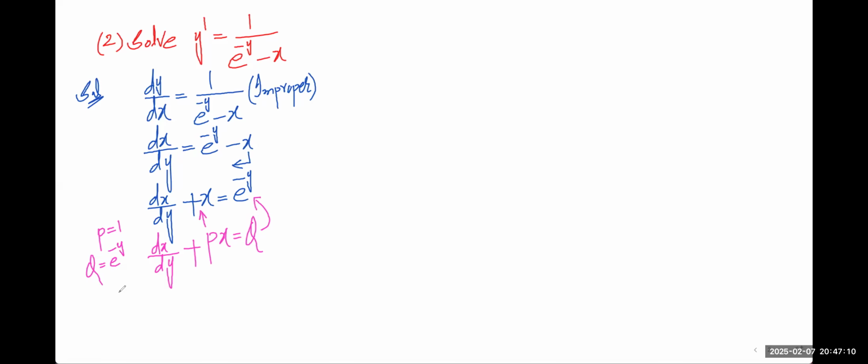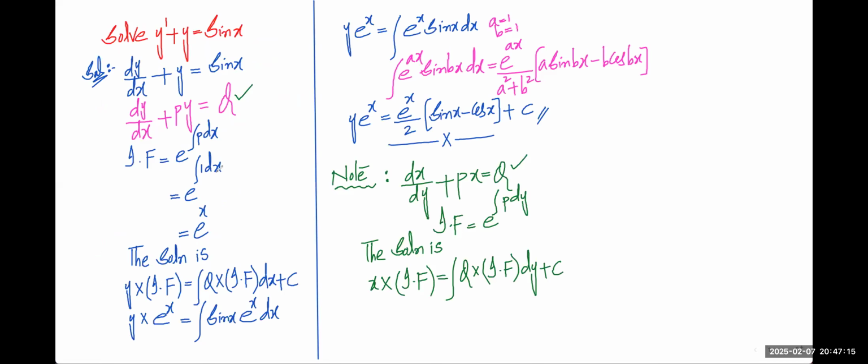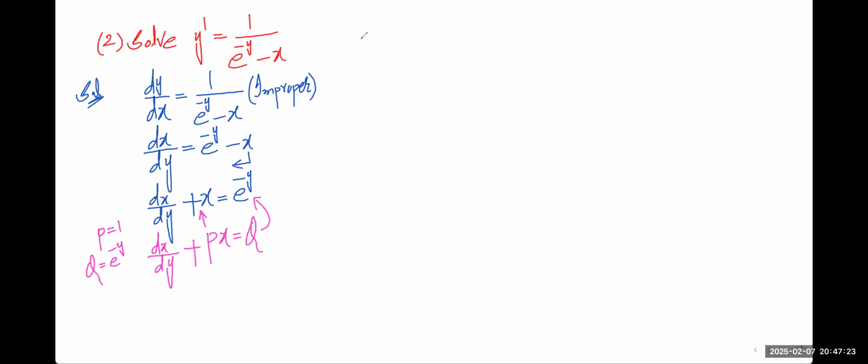Okay. According to the working rule, the integrating factor is usually e power integral P dx, but in our reverse form, the integrating factor is e power integral P dy. So now let me write the integrating factor. It is equal to e power integral P dy, which is equal to e power integral 1 dy. 1 dx is x, so 1 dy obviously becomes y. This is our integrating factor.